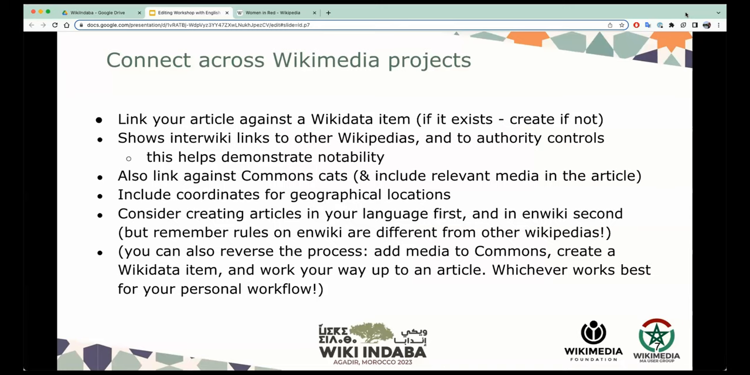Okay. Connect your articles across Wikimedia projects. So let's start with this. If there's already an existing article about this particular river in Morocco in some language Wikipedia, there will be an item for it in Wikidata. Show of hands, who's familiar with Wikidata?